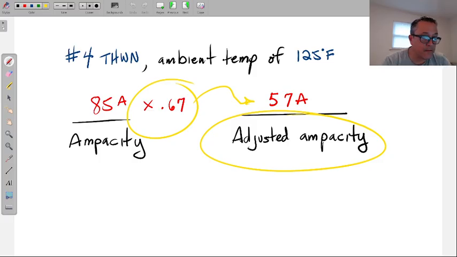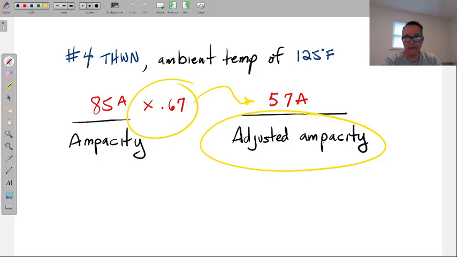All right, I want to wrap this up with the MC Cable article. So tomorrow we'll come back to this and we'll look at adjusted ampacity and temperature correction, adjusted ampacity and conductor size one more time.